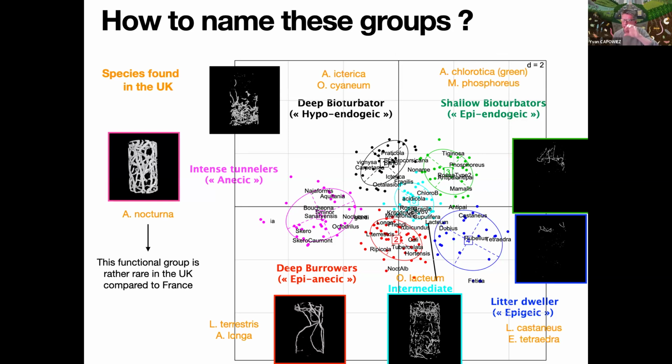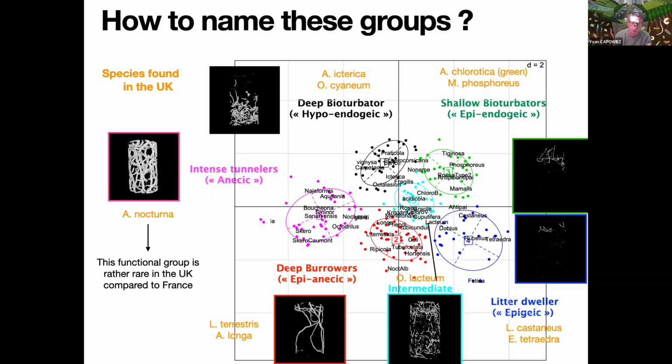I tried to locate some species you can easily find in the UK. For example, the deep bioturbator or hypoendogeic worms will be Aporrectodea icterica or Orthodrilus cyaneum. The shallow bioturbators, or we can call them epiendogeic, will be chlorotica. For this classification based on functional characteristics, chlorotica, the green morph, is not intermediate, it is a shallow bioturbator, as is Microscolex phosphoreus. For the litter dweller species, of course, we find Lumbricus castaneus or Dendrodrilus rubidus tenuis. And deep burrower, epi-anecic worms, are, without surprise, Lumbricus terrestris and Aporrectodea longa.